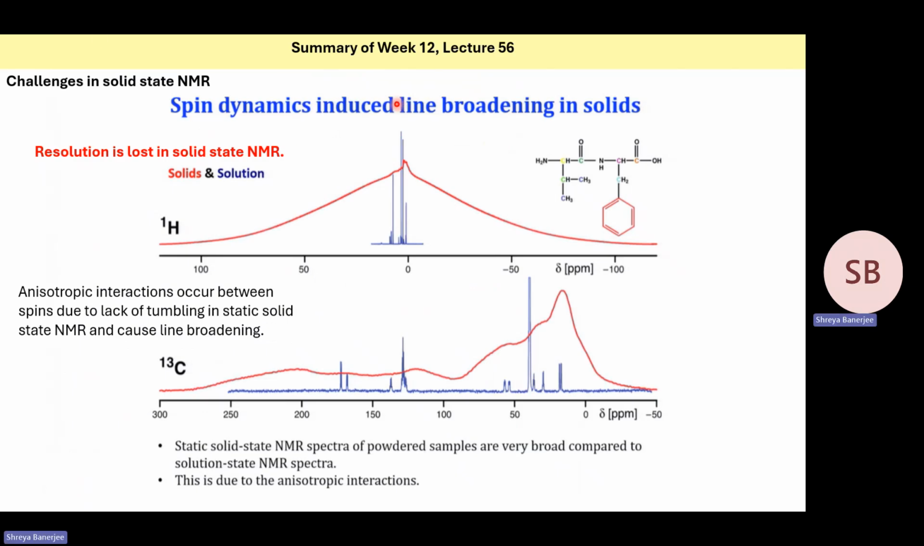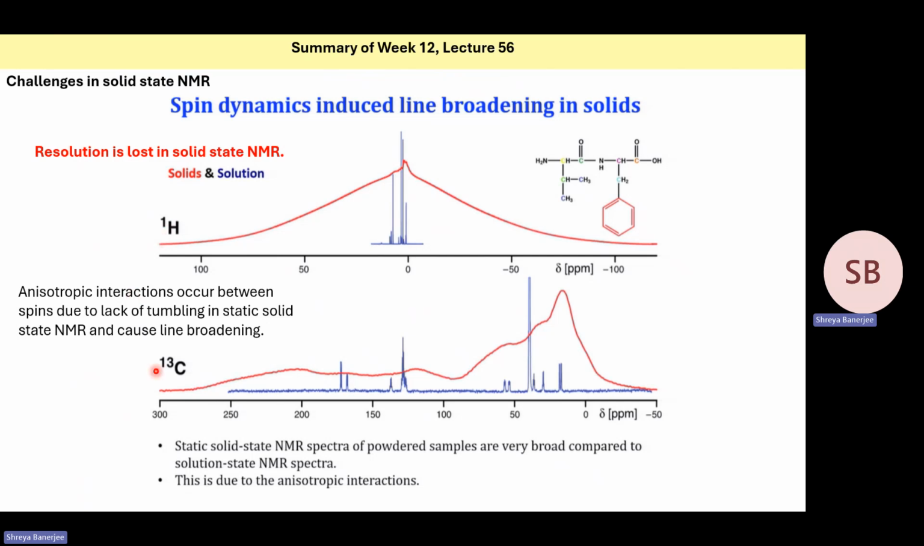So, there are many challenges in solid state NMR. Firstly, the resolution is lost. Here you can see the NMR of this compound in solution shown in blue and in solid shown in red. You can see that in solid state NMR, there is such a huge line broadening that all resolution is completely lost, and you cannot solve the structure from this kind of broad line NMR.